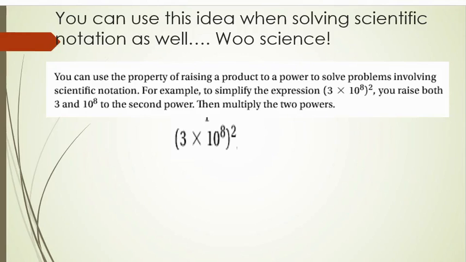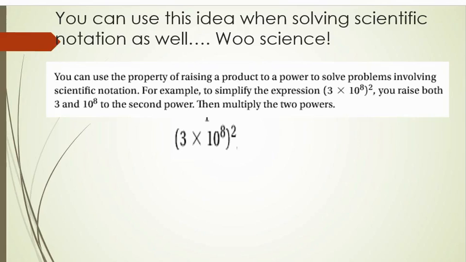So something else you can use, and this is in the science world, is you can use this idea when solving scientific notation as well. So you can use the property of raising a product to a power to solve problems involving scientific notation. For example, to simplify the expression (3 times 10 to the 8th) raised to the 2nd power, you raise both your 3 and your 10 to the 8th to the 2nd power.